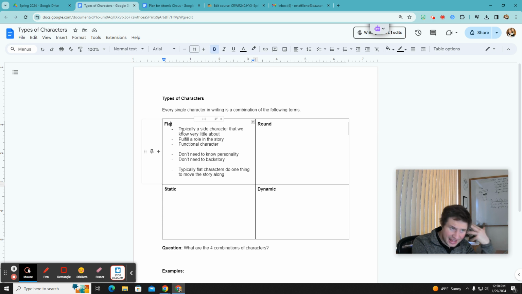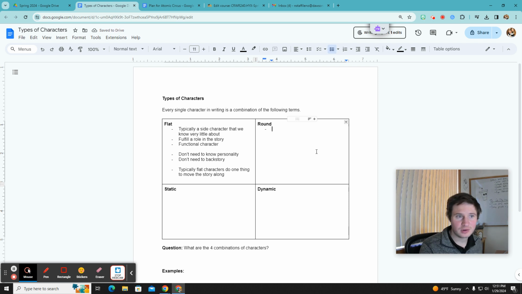So a flat character is just a character that fulfills a role. You're not going to have entire chapters about them. They typically get brought up and then left behind. They do one thing and we move on from them. This is as opposed to a round character.